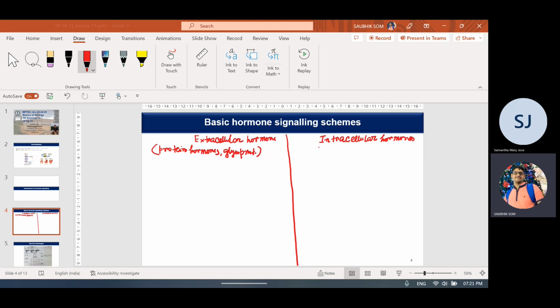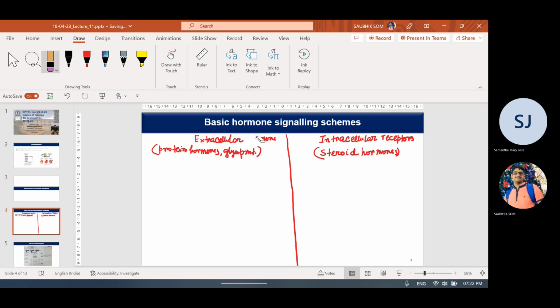On the other hand, steroid hormones belong to this category. Rather, I should say not intracellular hormones, but intracellular receptor hormones. So there are hormones that have intracellular receptors and hormones that have extracellular receptors. Okay, so there are two types of hormones.